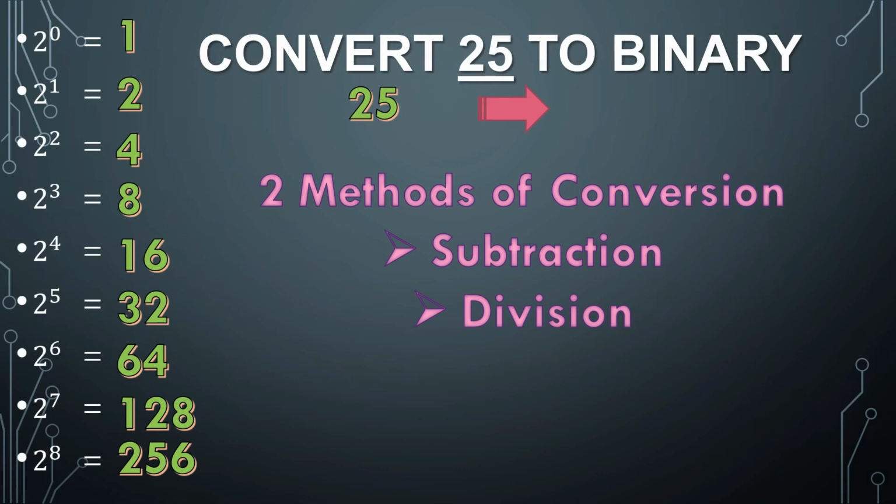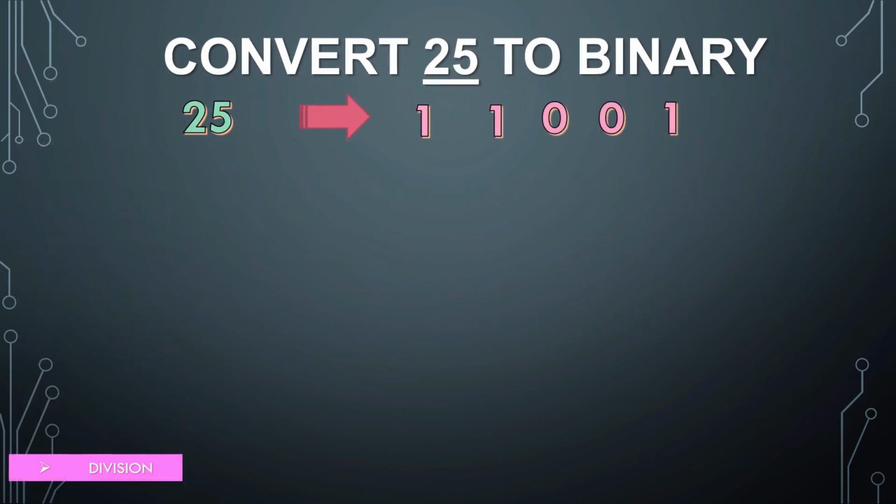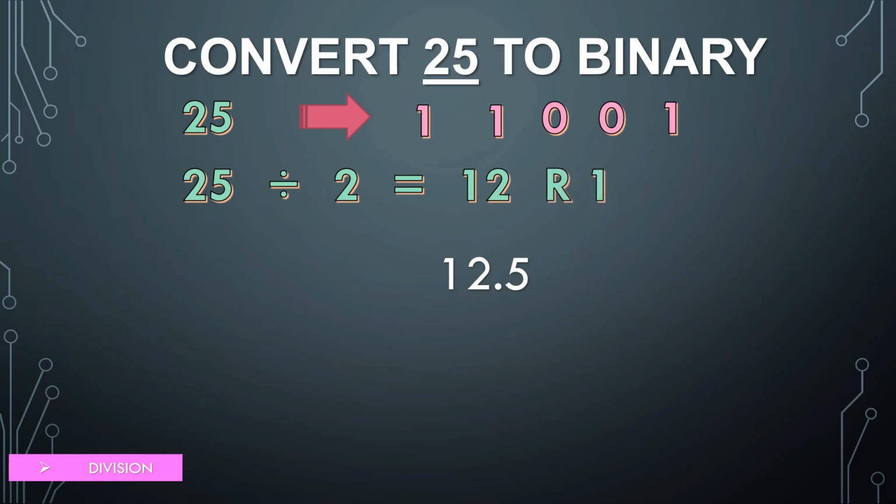Let's convert 25, the one that I used a while ago, to binary using the division method. A while ago, we found out that the binary of 25 is 11001. So let's confirm that using the successive division method. 25 divided by 2 is equal to 12.5. So we're going to write 12, and the remainder will be 1.